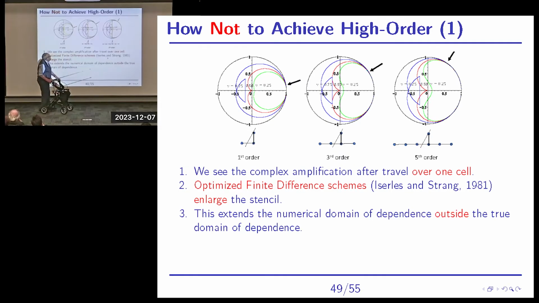Next. How not to do it, number two, is much more modern, much more fashionable. And it's called the discontinuous Galerkin method.